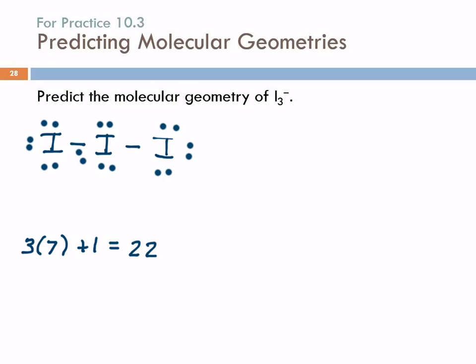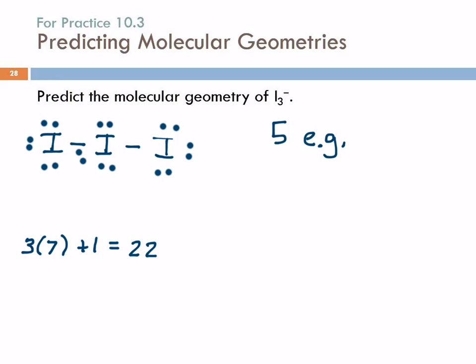So how many electron groups? Remember, electron groups, we're just looking at the central atom. We don't care about these guys, just the central atom. How many electron groups? 5. 5 electron groups.